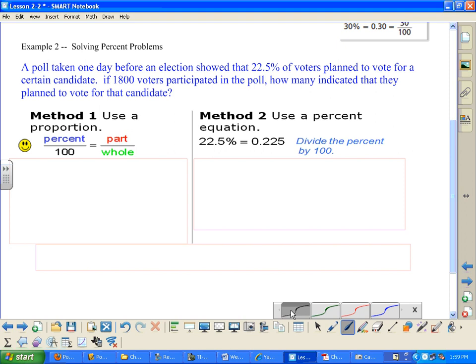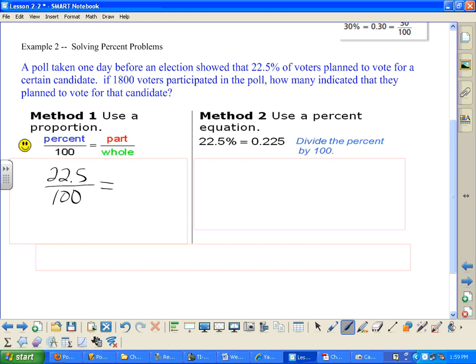So in this case, what's the percent? Okay, and so when it says the percent, we are actually going to use 22.5. We are not going to use 0.225, all right? That's a situation where we don't move the decimal. We use it as it is, because dividing by 100 actually takes care of that for us.